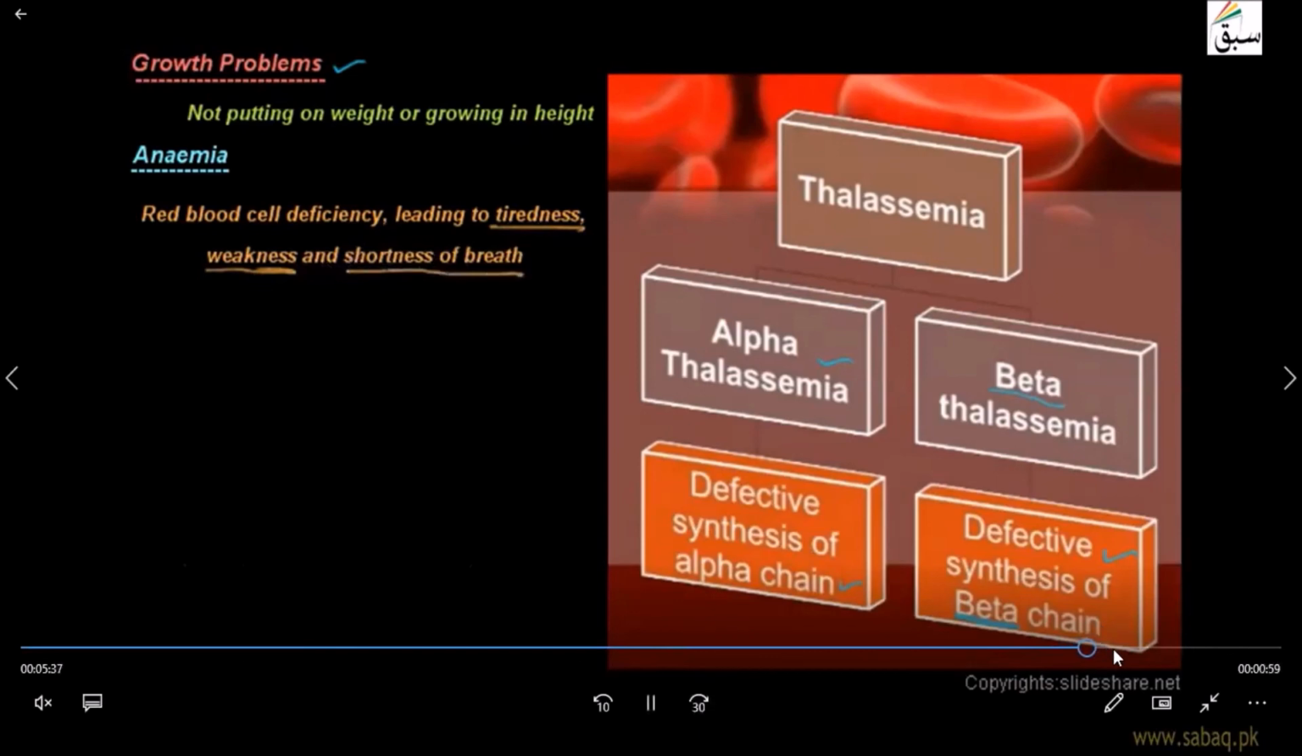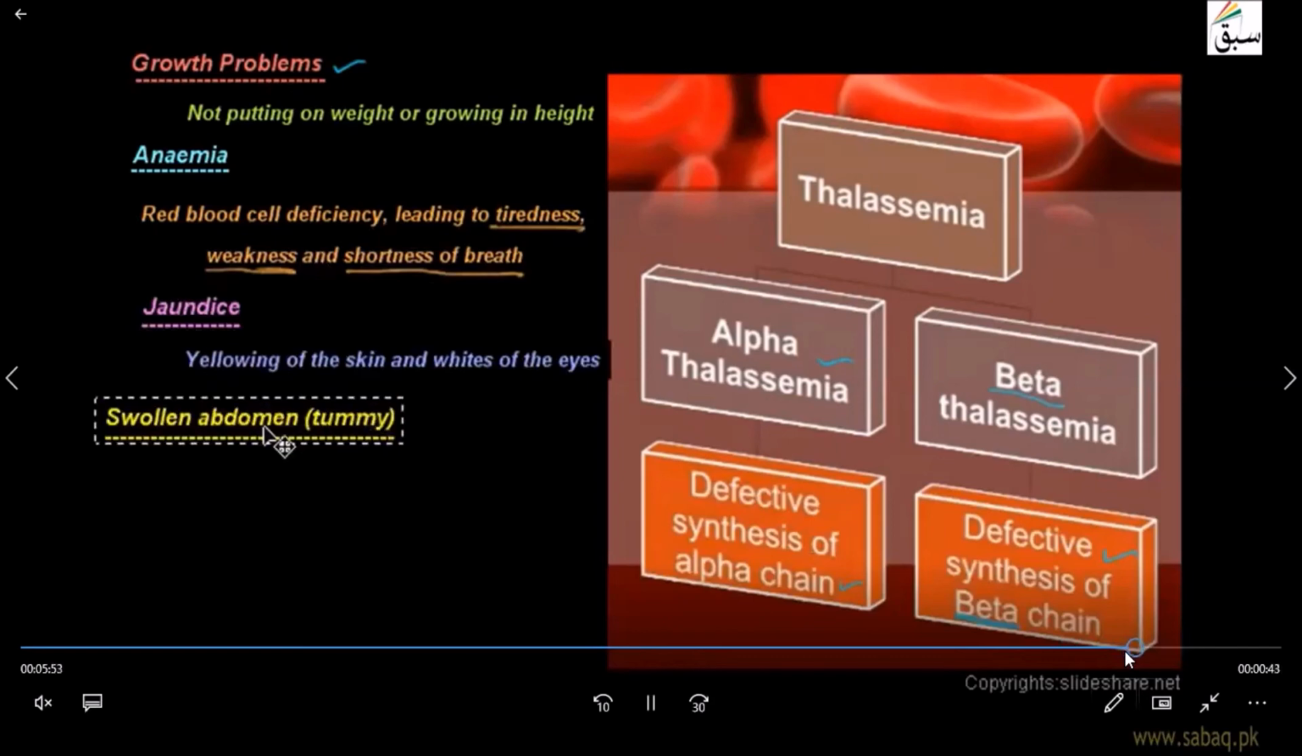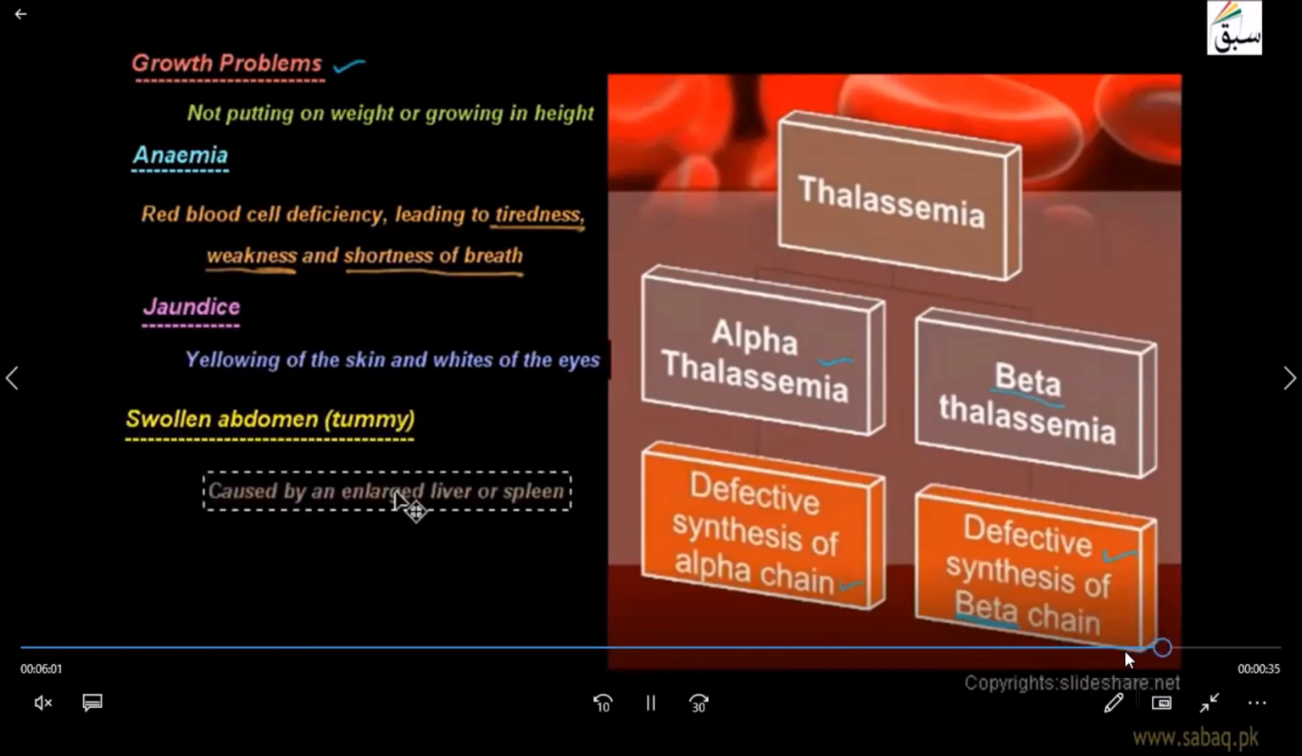Next effect can be that you'll have yellowness in your skin, plus in your eyes, or the patient's liver will be compromised because of this RBC problem, with yellowing of the skin and whites of the eyes, leading to jaundice. Swollen abdomen means tummy. Your tummy will be swollen all the time because of your enlarged liver or spleen.